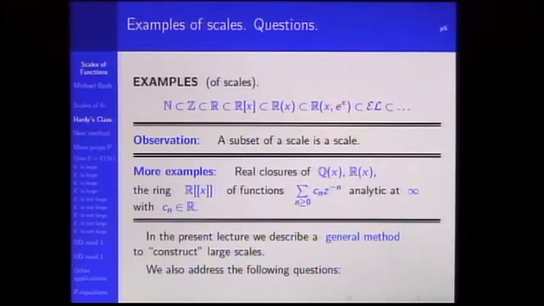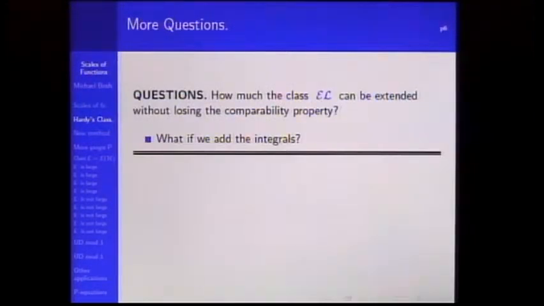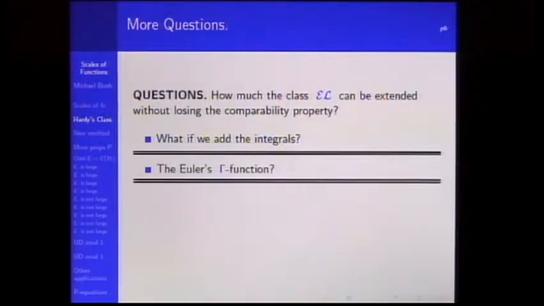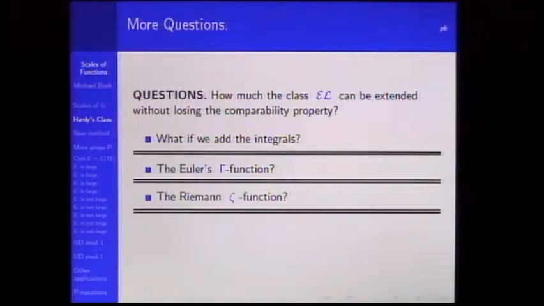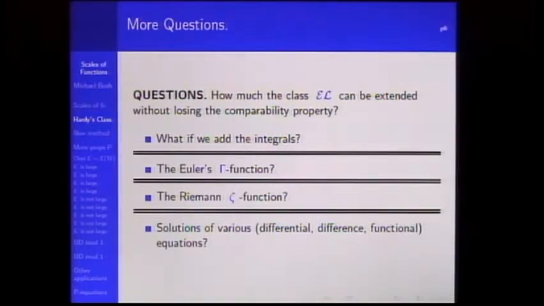We address the following questions. I think I can skip this one. To what extent it could be done, I already said. What about the Euler gamma function? It looks very nice. A generalization of n factorial should be nice. Can we add the Riemann zeta function without getting any contradiction? And solutions: there are many regularly behaving solutions of all kinds of equations.